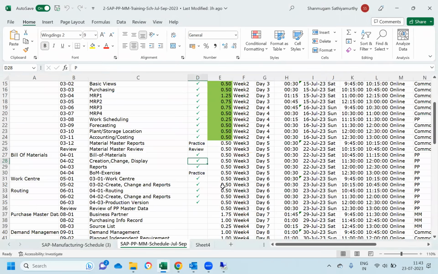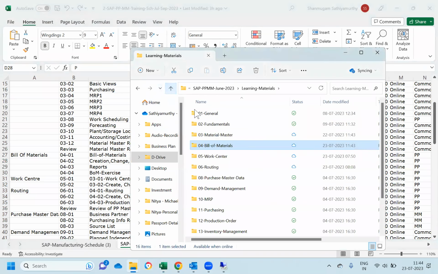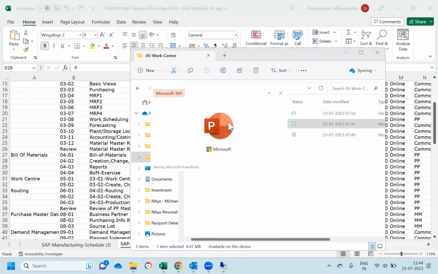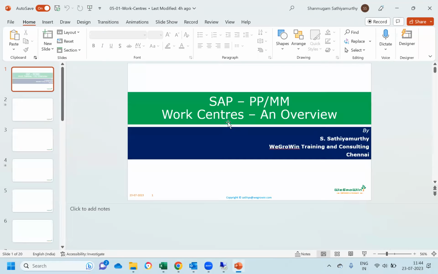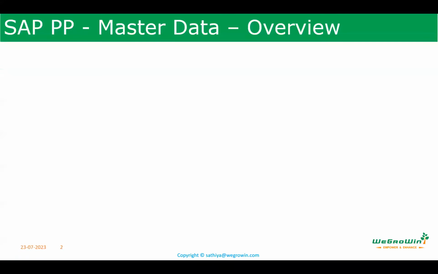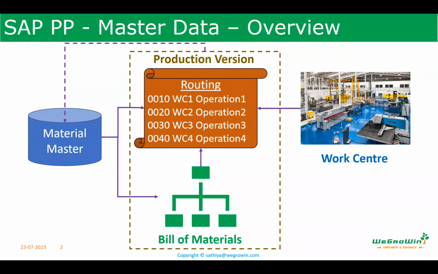Right. Now, let us go to work center. So, again, as part of the overview of master data for production planning, we discussed the material master. We discussed the bill of materials. So now we are going to discuss work centers.